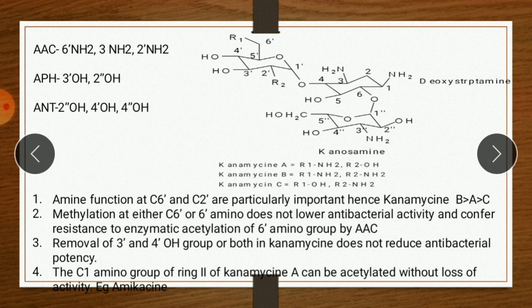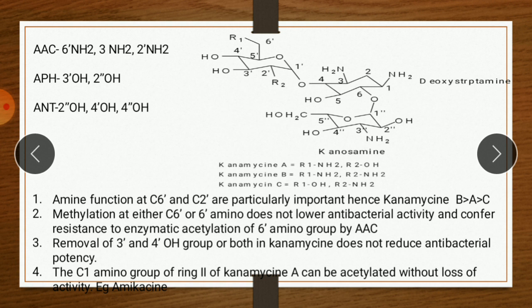For example, AAC, the main target of this enzyme is the 6 dash amino group, 3 dash amino group, 3 amino group and 2 dash amino group. So the main target of AAC enzyme is the NH2 group. Similarly, the main target of APH enzyme is the 3-hydroxyl group, 2-hydroxyl group. In case of ANT, that is aminoglycoside nucleotidyl transferase, the target is the 2-hydroxyl group, 4-hydroxyl group.